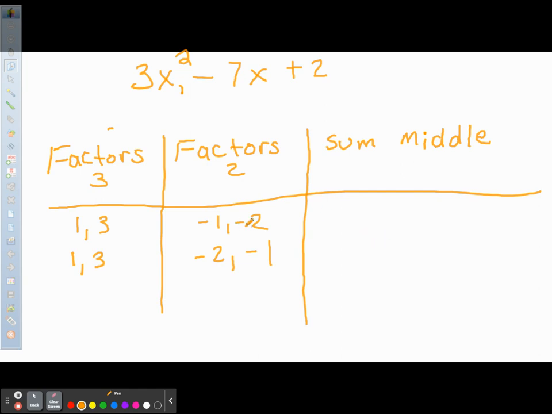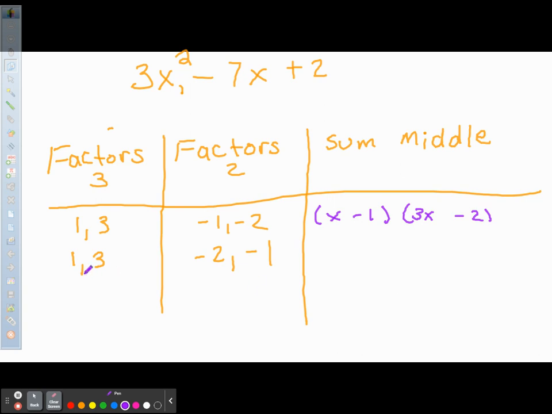Okay. Alright, so this first one, for our 2 factors, let me use a different color. This represents 1x and 3x. So that would be 1x here, which is just x, and 3x here. Because x times 3x is 3x squared. Now these represent your -1, -2. So here's -1, -2. So this would be x minus 1 times 3x minus 2.